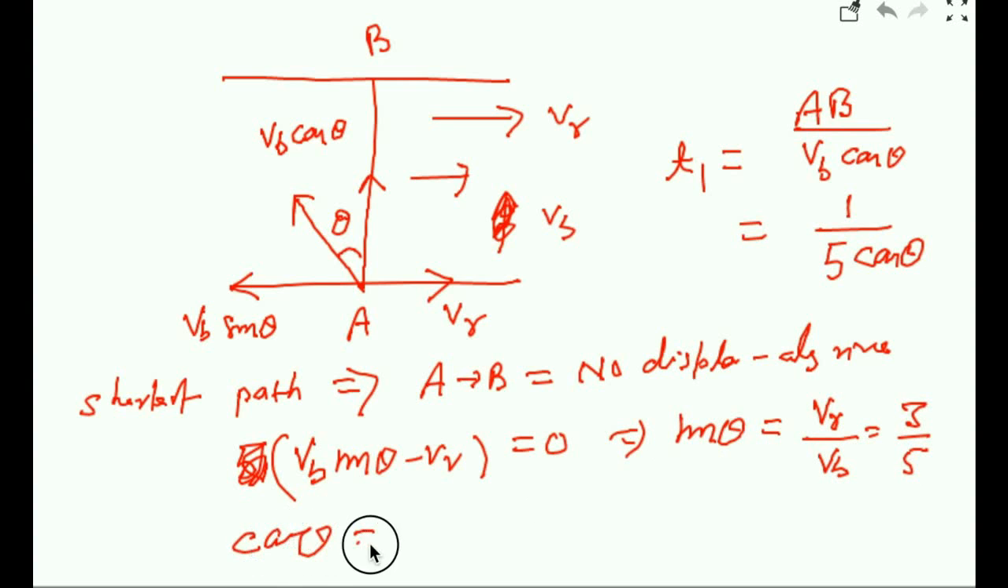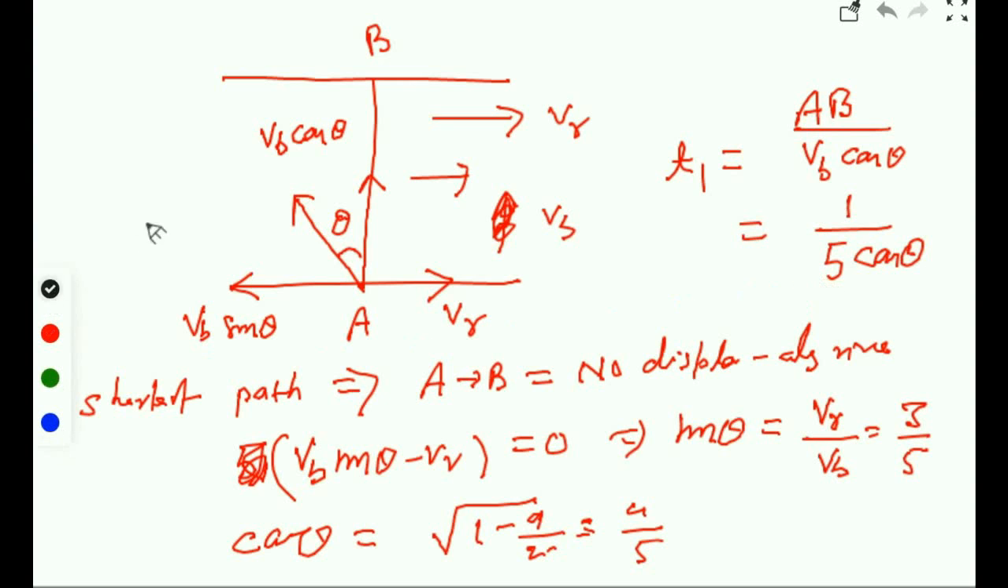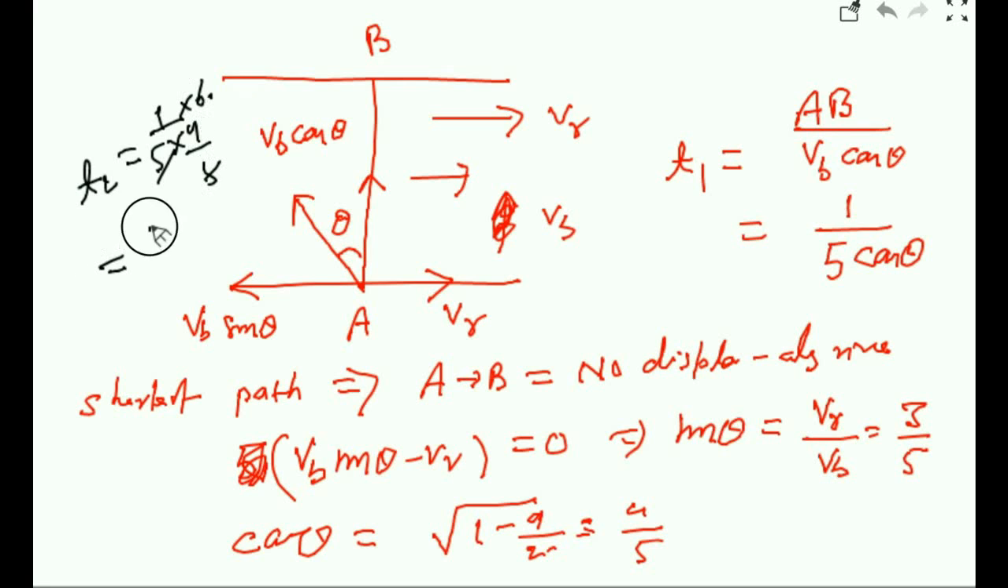So you can find cos theta equal to the square root of 1 minus sin square theta. So 9 by 25, that is 4 by 5. Now you can put here. So T2 equal to 1 by 5, and cos theta is 4 by 5, multiplied by 60 minutes, because I am converting into minutes. So the 15 minutes.